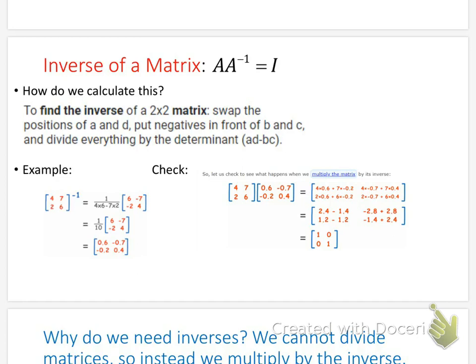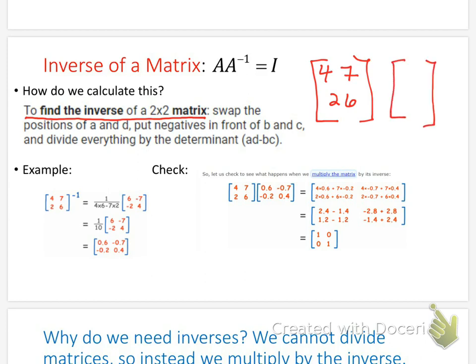Okay, so how do we calculate this inverse? This seems like a goofy rule, but it really does work very well. To find the inverse of a 2 by 2, this is what you're going to do. I started out with this matrix: 4, 7, 2, 6. To get its inverse, this is what we're going to do.